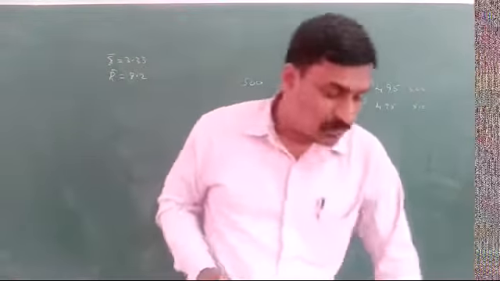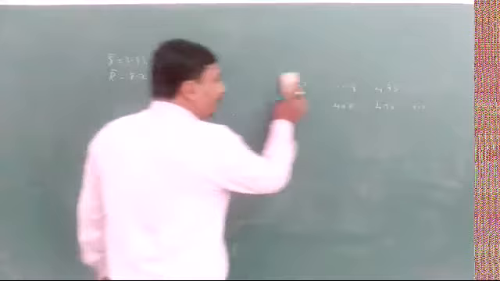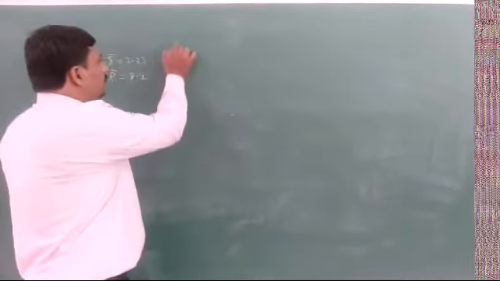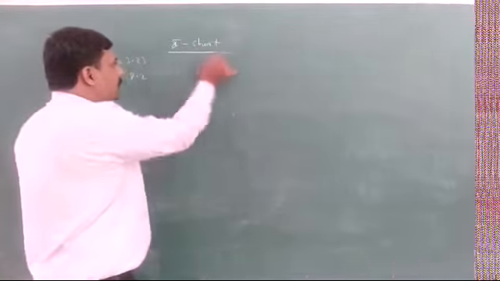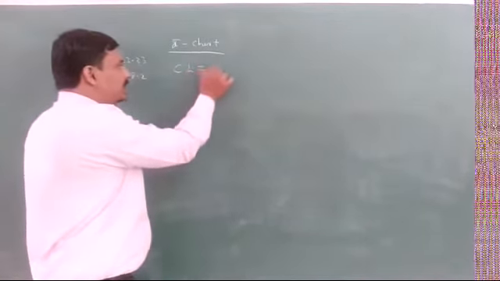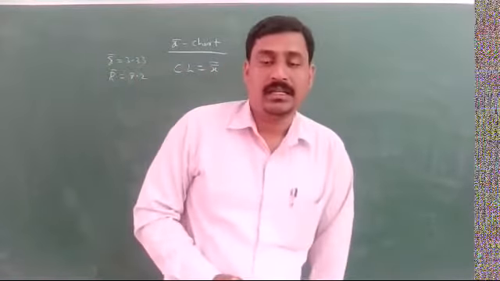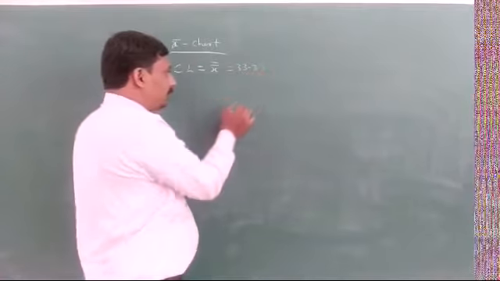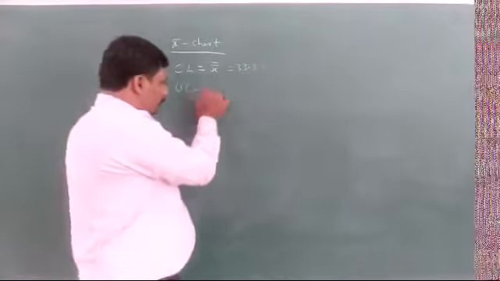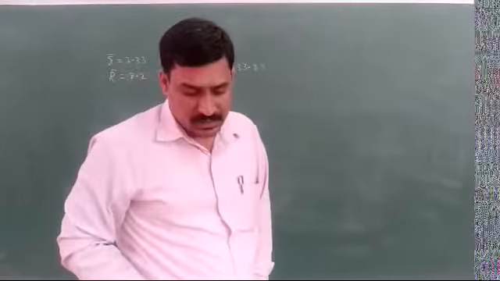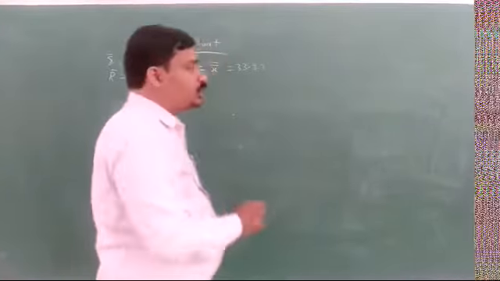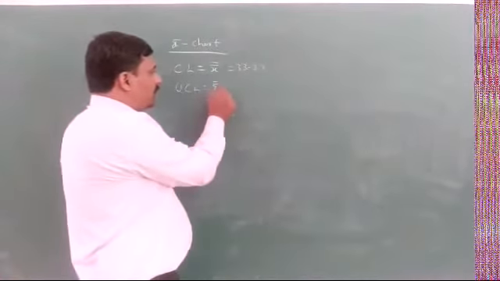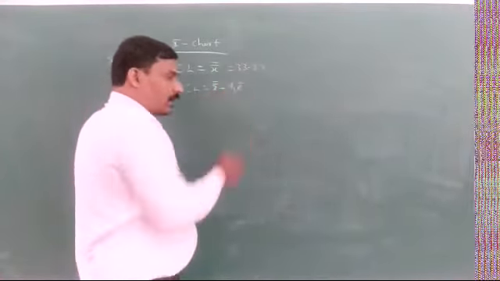Then what are the control limit formulas for calculating the X bar chart and R chart? First, the X bar chart. The X bar chart central line is X double bar itself. X double bar is 33.33, so the central line is 33.33. Then the upper control limit. The upper control limit is X double bar plus A2 R bar.